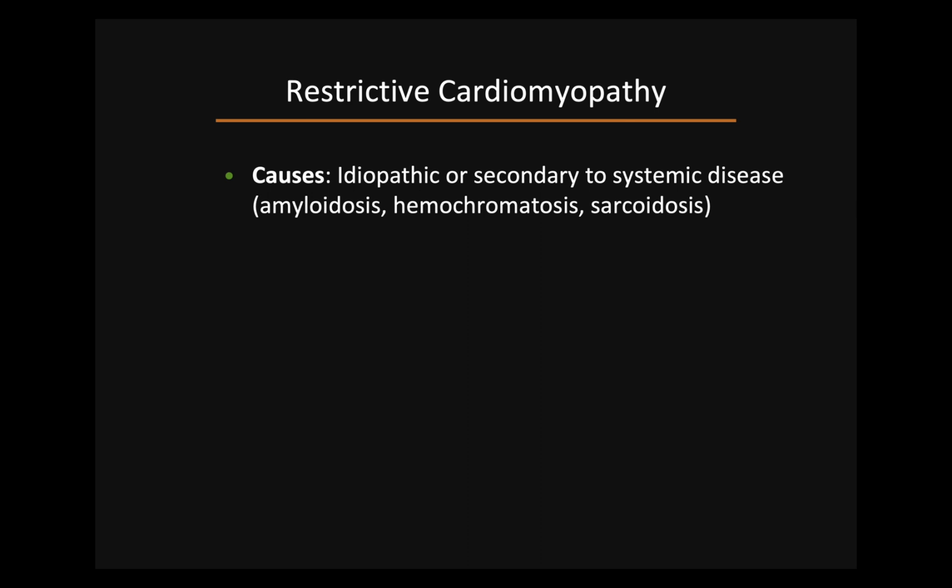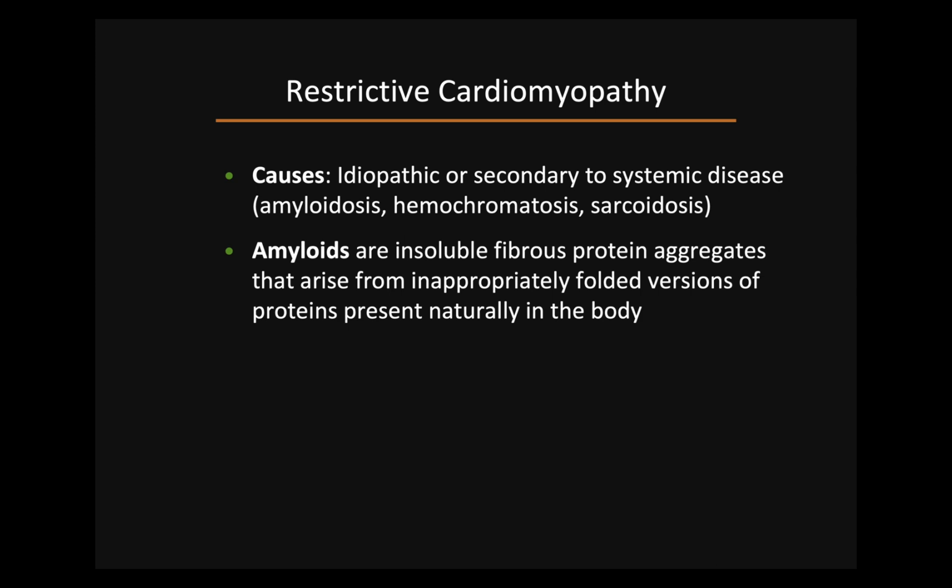So the causes, one is idiopathic, meaning we don't really know what causes it, but secondary is some systemic diseases. One is called amyloidosis, a second is hemochromatosis, and the third is sarcoidosis. So amyloidosis is where you have these fibrous proteins that come together and fold in a way they're not supposed to. So these proteins within the heart muscle are folding weird, and so now this causes the muscle to stiffen.